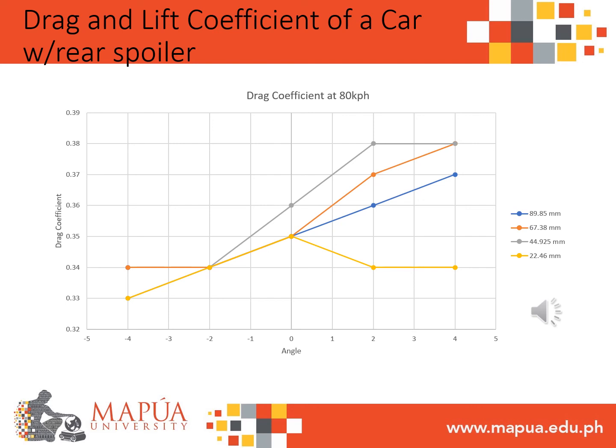The graph we are seeing now is the drag coefficient summary of all rear spoiler setups at 80 kph speed. In the graph, we can see that most of the setups have a higher drag coefficient compared to our benchmark, except when the height is either 22.46 mm or 44.925 mm, both at -4 degree angle. So the drag coefficient of that setup is 0.33, which is lower by 2.94% compared to the benchmark.